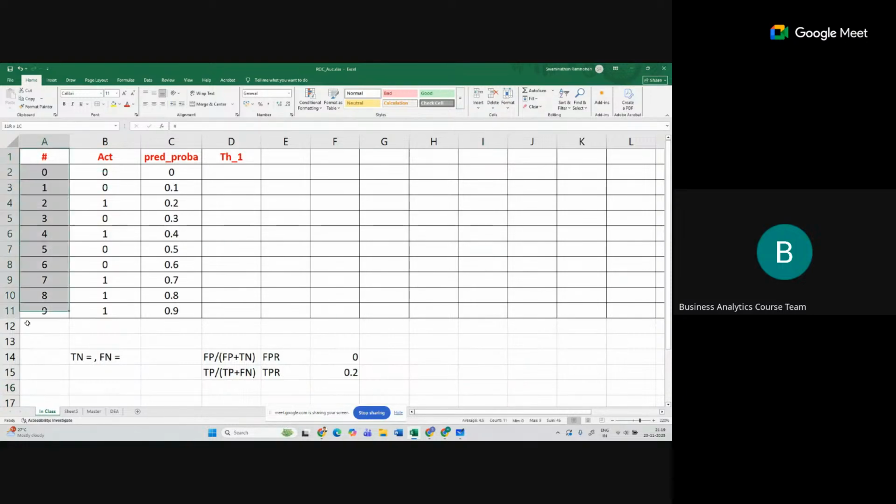Ignore this column. This is just something like a customer ID, or an index. This has no value. These are the actuals of a logistic regression problem. This is class 0. This is class 1.